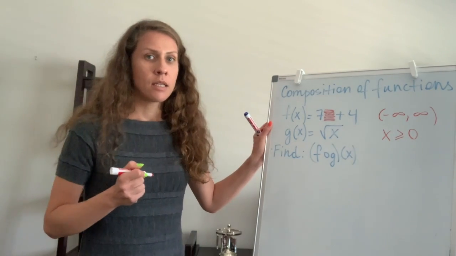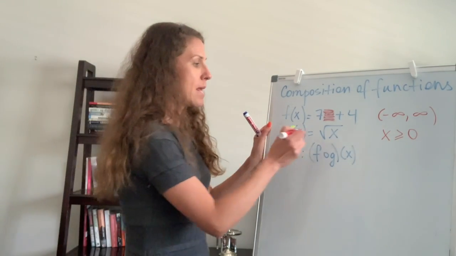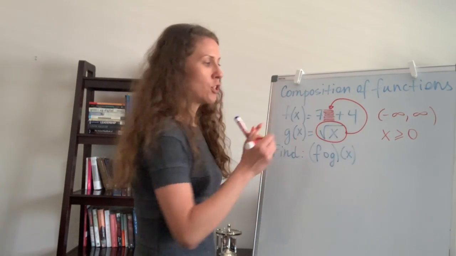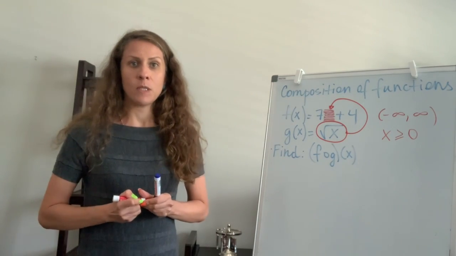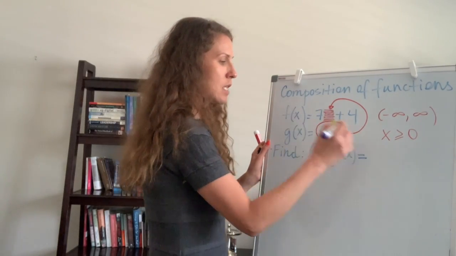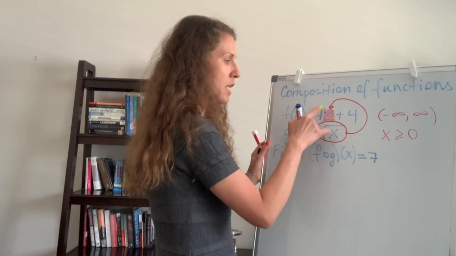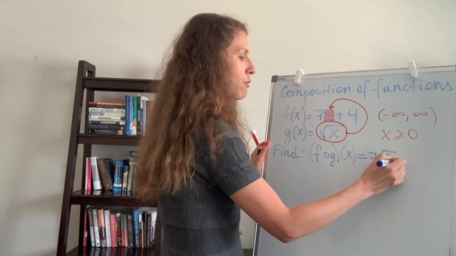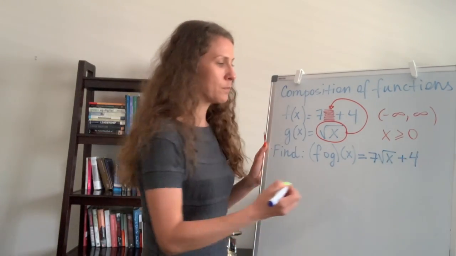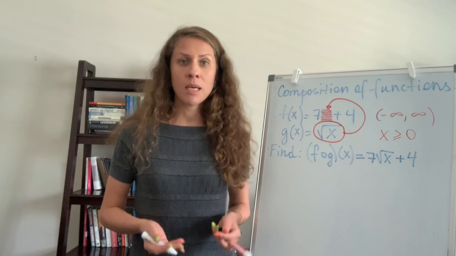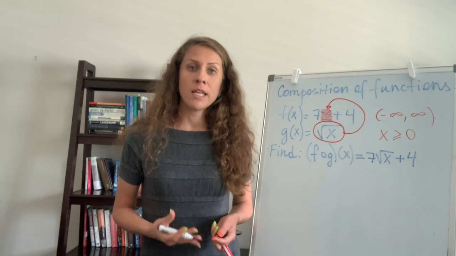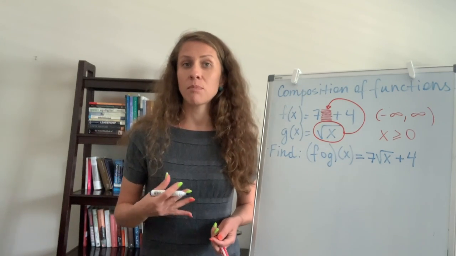So this x, you remove from f, and in place of that x, you take the entire function g and replace that x with the entire function g. So here's what you're going to have. 7 stays. This used to be an x. Now in place of x, you have the square root of x, because that's the entire function g, plus 4. And that's it. Sometimes the question will ask you to not just find the composition, but also find the value of that composition at a specific point.